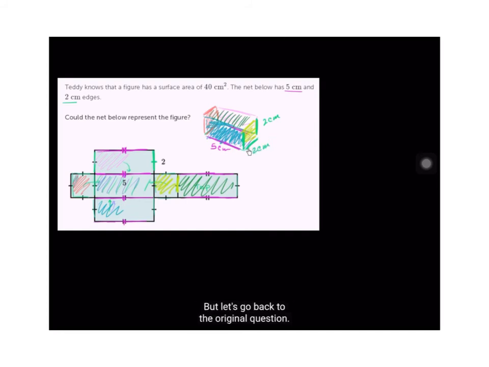But let's go back to the original question. Is this thing's surface area 40 square centimeters? Well, the good thing about this net here is it's laid out all of the surfaces for us, and we just have to figure out the surface area of each of these sections and then add them together, the surface area of each of these surfaces. So what is the surface area of this one here? Well, it's going to be 5 centimeters times 2 centimeters, so it's going to be 10 square centimeters.